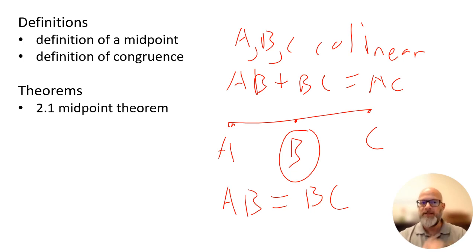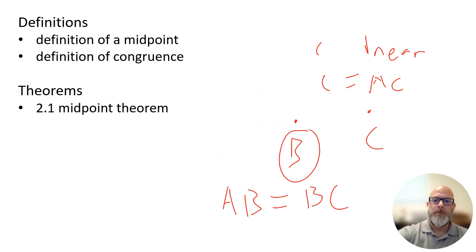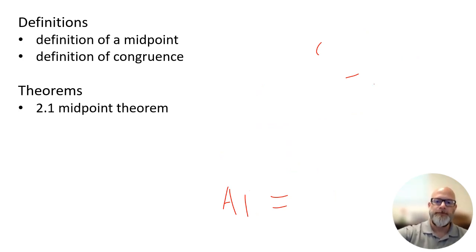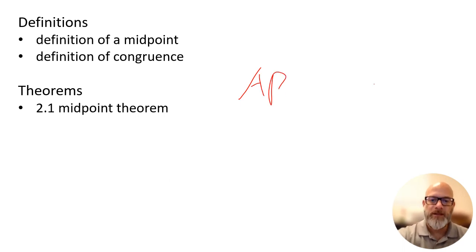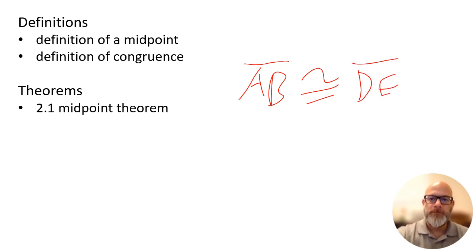Okay, what about the definition of congruence? What do you think? What might the definition of congruence be? Well, remember, congruence is this ancient Greek idea of sameness. We might say AB is congruent to DE. What does that mean? It means the same. They're the same.